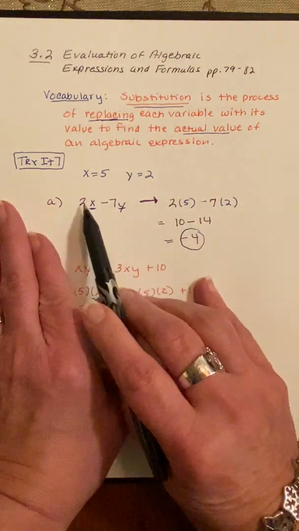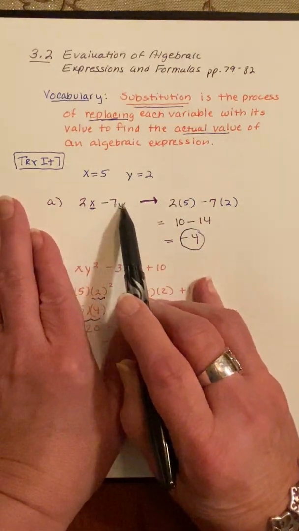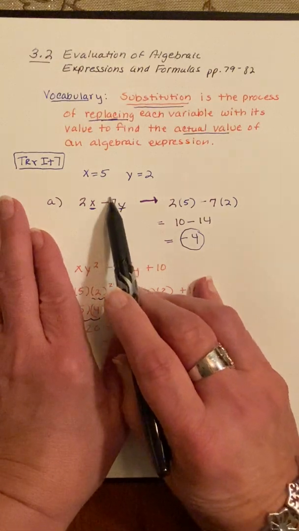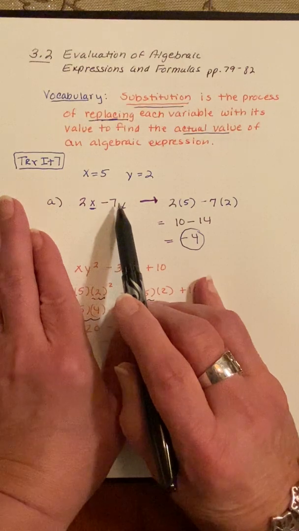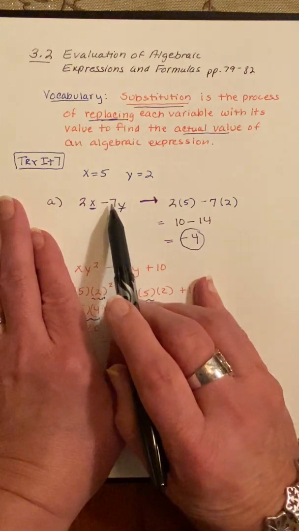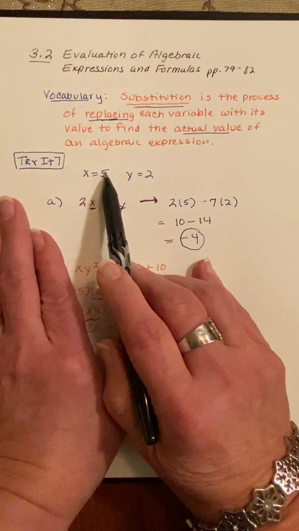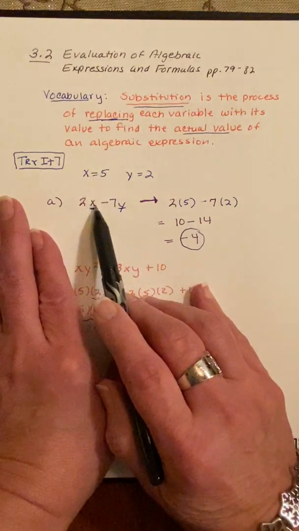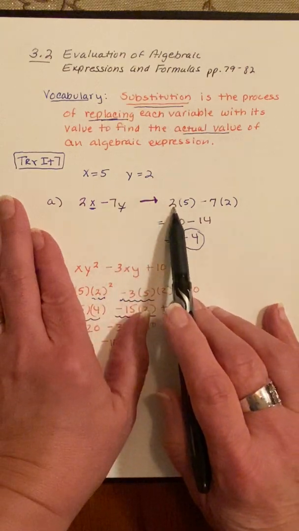Now remember, when you write 2x, that's like 2 times x. And 7y, it's like 7 times y. But notice it's negative 7 times y. So you've got to keep your positives and negatives straight while you're doing all of this too. Therefore, if I substitute 5 into x's position and 2 into y's position, it turns into this.